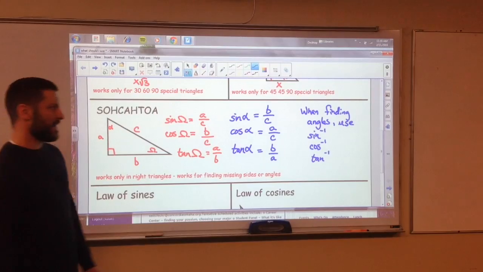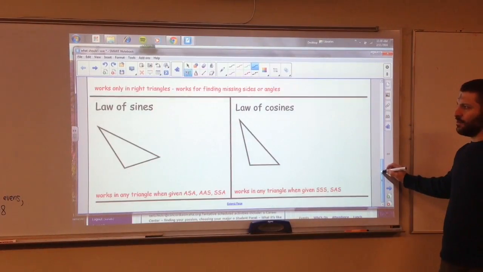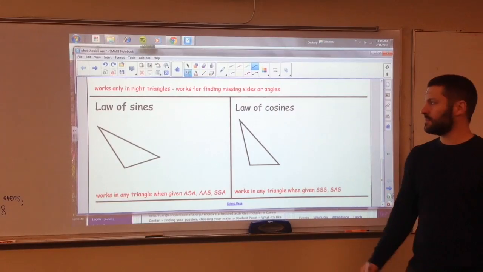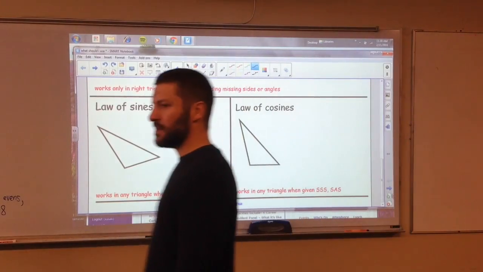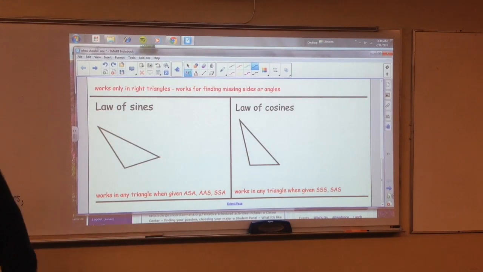Now, after that, we started talking about, and we only spent a couple days on this, so we're going to spend some more time on some of this today, these two cases where what if that triangle comes out and it's not a right triangle? What if it's something else? Well, we have these other methods.